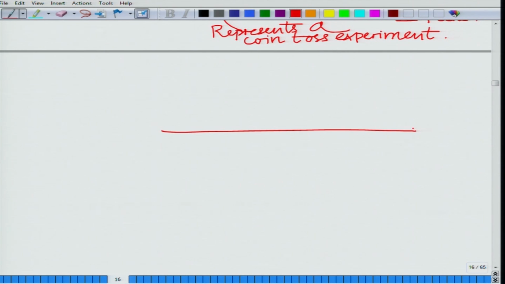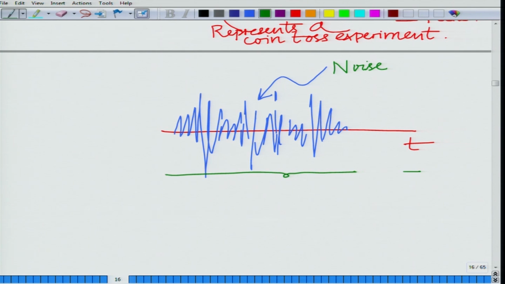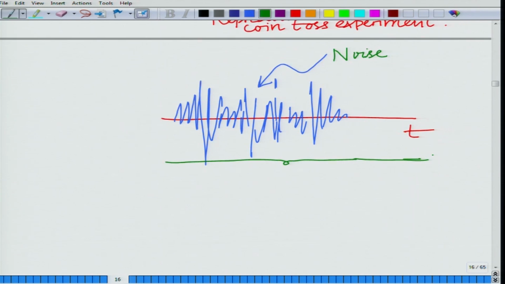A classic example of a continuous time random signal is noise. For instance, let us say you have t, correct, and some kind of signal which looks like this. This is termed as noise, okay, which is random in nature. Observe that this is random in nature and it wreaks havoc and it causes a significant amount of interference, correct. The noise basically interferes with the desired signal, the information bearing signal.